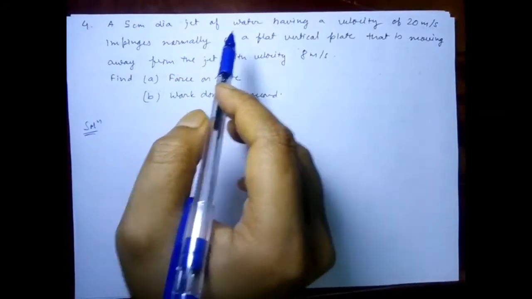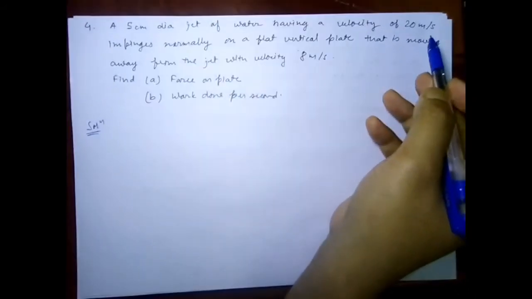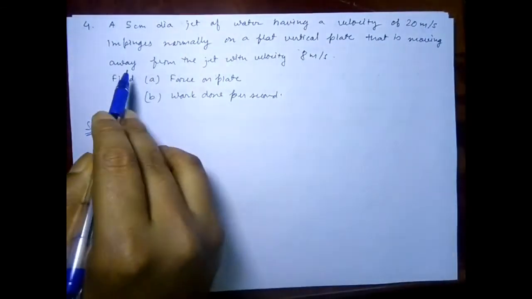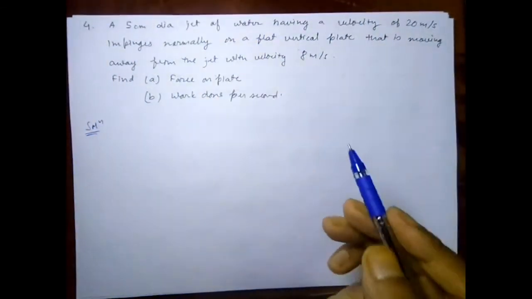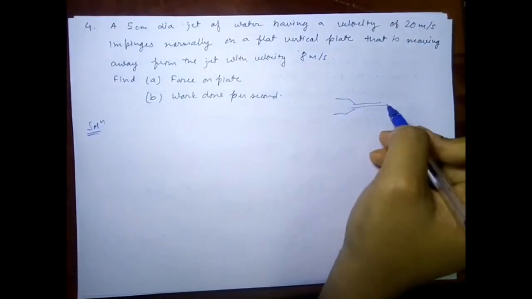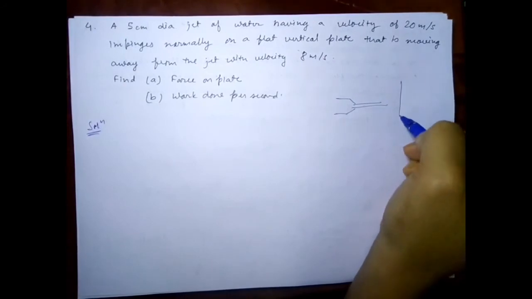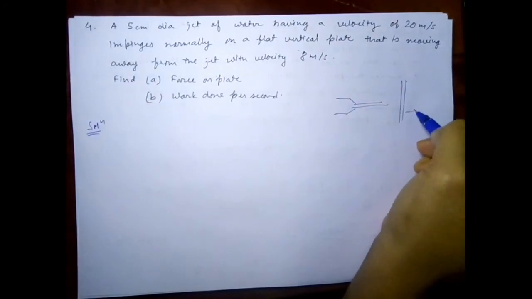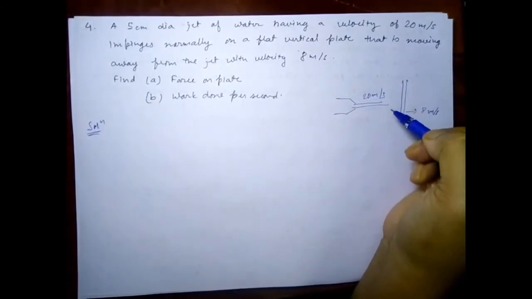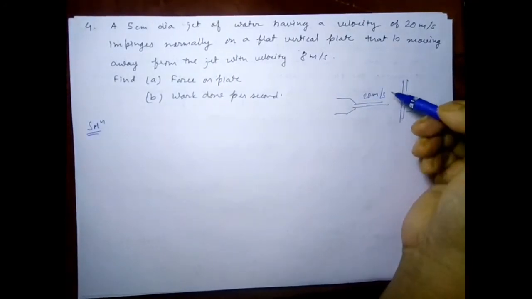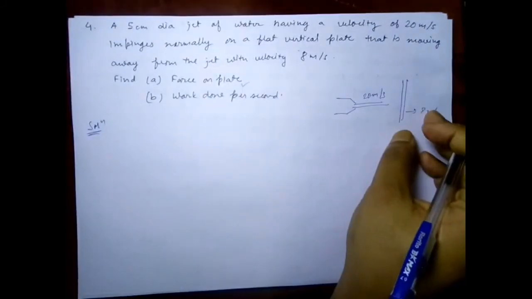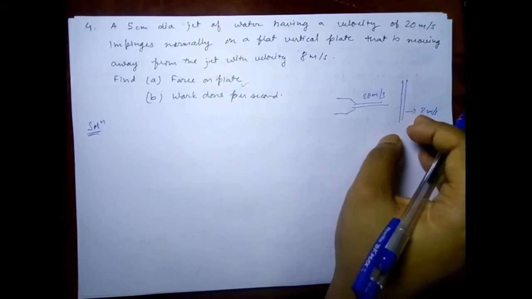A 5 cm dia jet of water having a velocity of 20 meter per second impinges normally on a flat vertical plate that is moving away from the jet with 8 meter per second. So we have a 5 cm dia jet that is flowing and it is hitting a flat plate which is moving at 8 meter per second, and the jet is at 20 meter per second. So we are asked to find the force on the plate. You can see there is a change in velocity. There is a relative velocity over here.